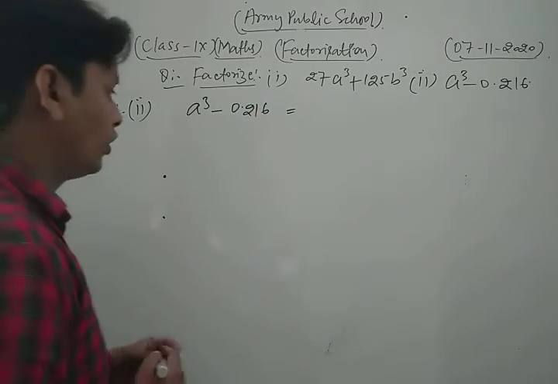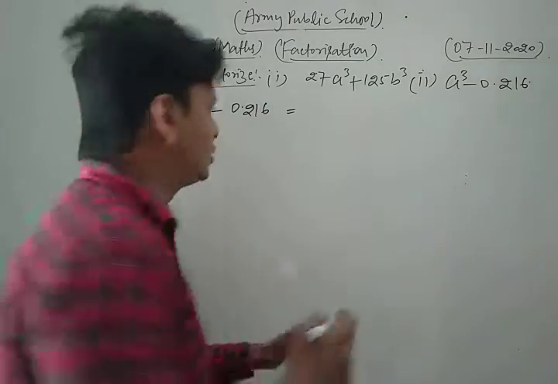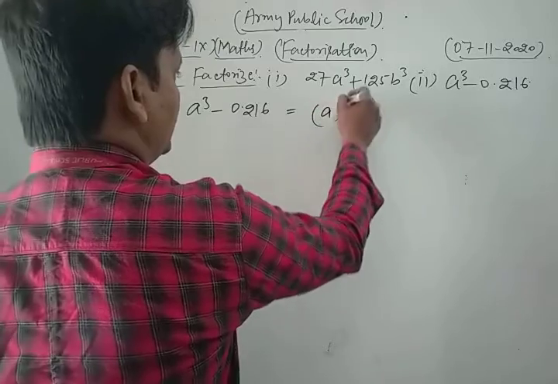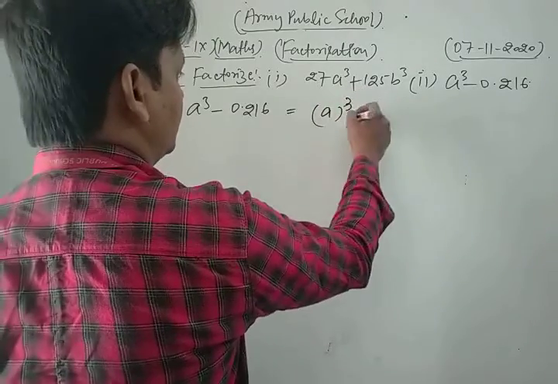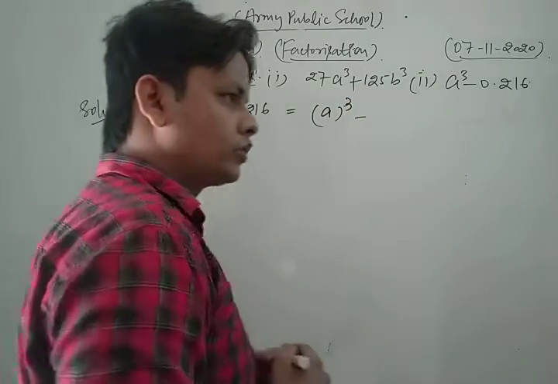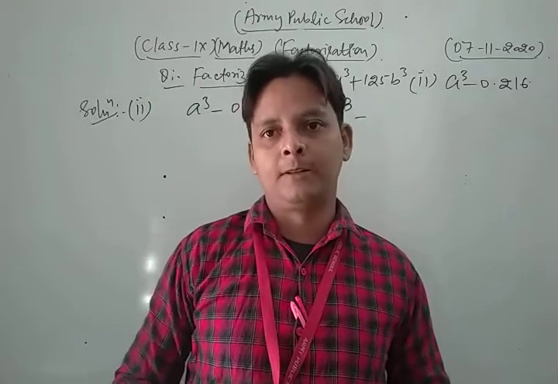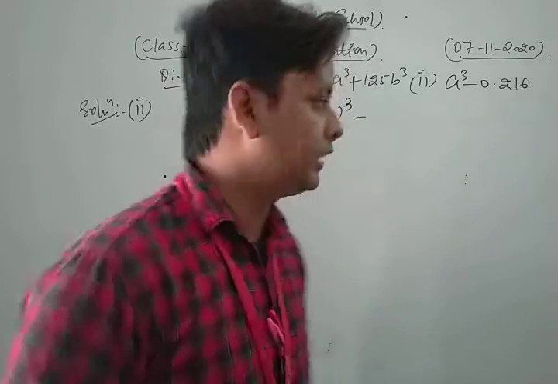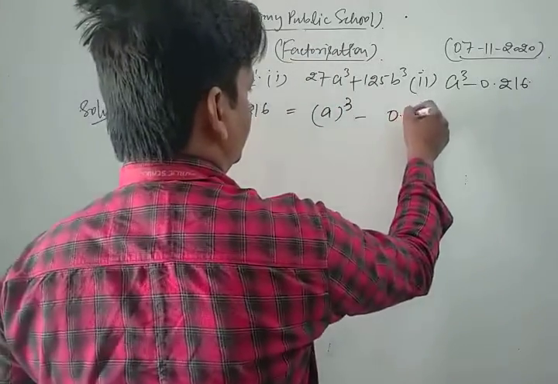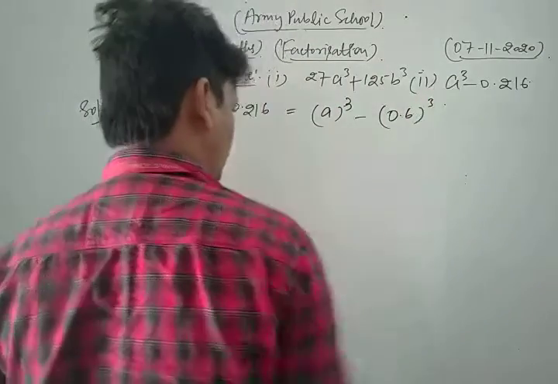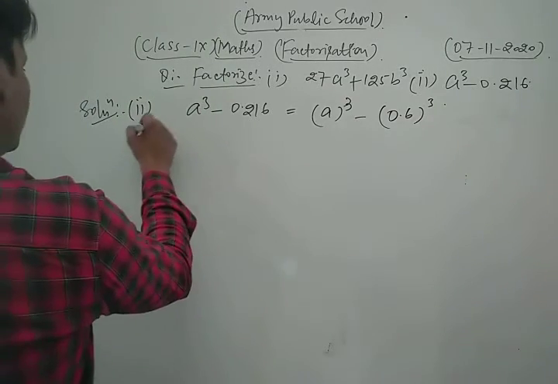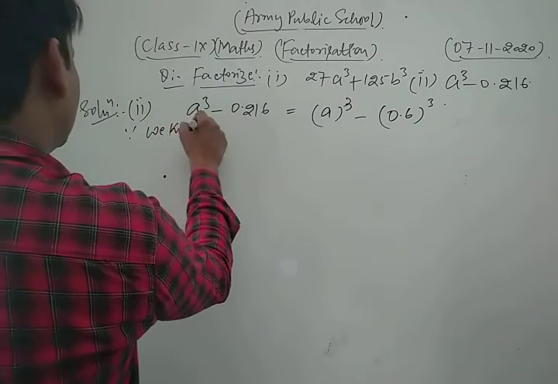Okay. Dear students, first of all, you write the given question in this way. We write a cube, and minus this. First of all, you know that 0.216 is the cube of 0.6. So we write 0.6 whole cube.